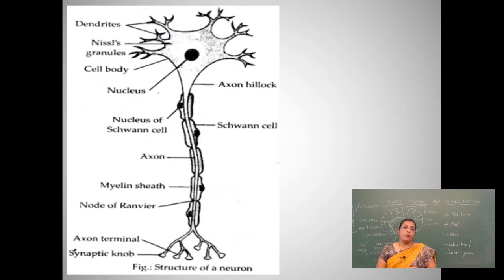This is the structure of a neuron, a multipolar neuron having many dendrites and one axon arising from the cell body. We know that dendrites carry impulses towards the cell body. The cell body contains the nucleus and Nissl's granules. The one process arising from the cell body is the axon, which is surrounded by Schwann cells, responsible for formation of the myelin sheath around the axon. This myelin sheath helps in very fast conduction of impulses. The myelin sheath segments are separated from each other by nodes of Ranvier. Then the axon ends with a synaptic knob or axon terminal. This is the structure of a multipolar neuron.